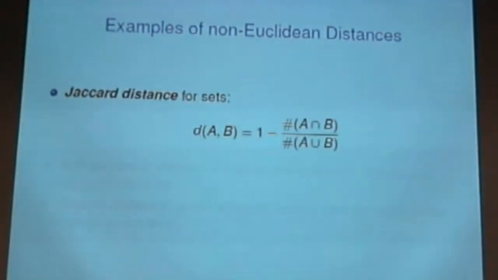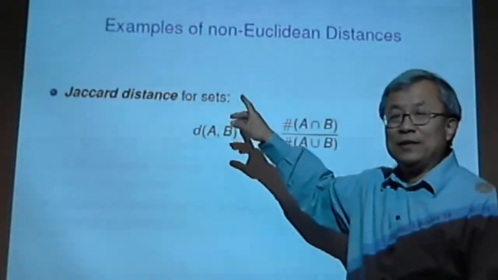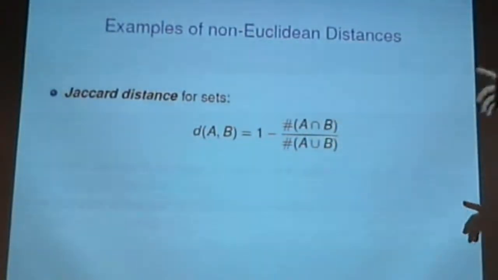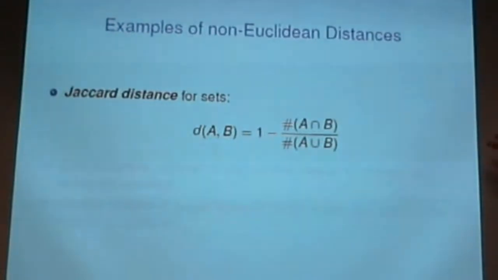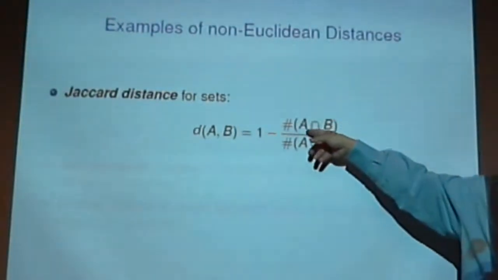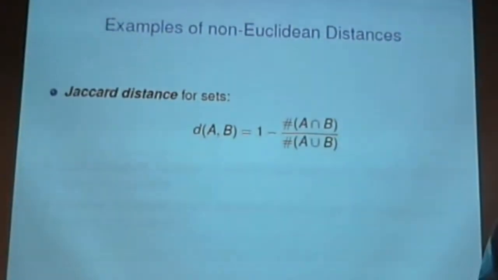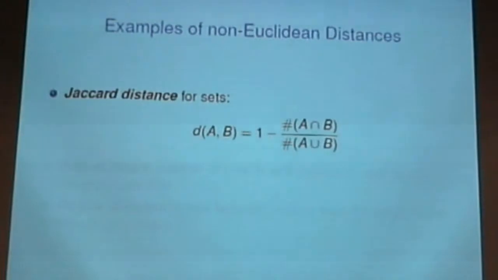Basically, this is for sets. In set theory, the distance between two sets means the proportion of unique elements in A and unique elements in B combined. Here, this is the number of common elements in A and B, and this is the total number of elements, so it's 1 minus that ratio. That's how they differ. So this is a proportion of unique elements in A and unique elements in B combined.